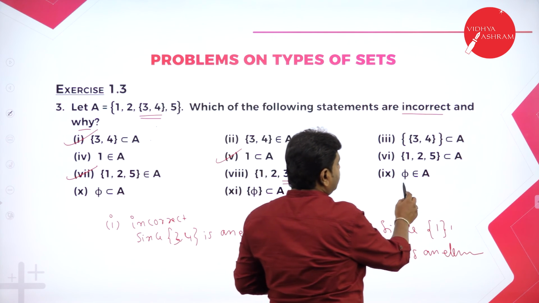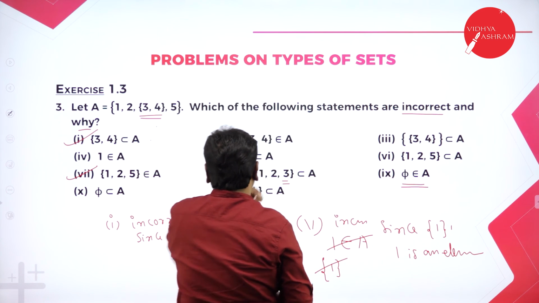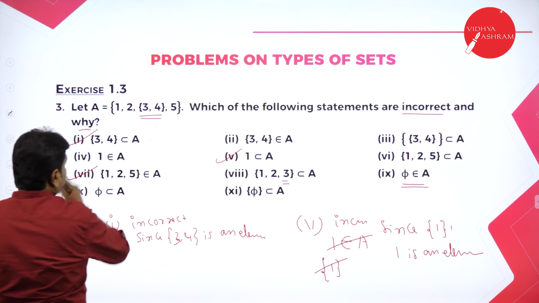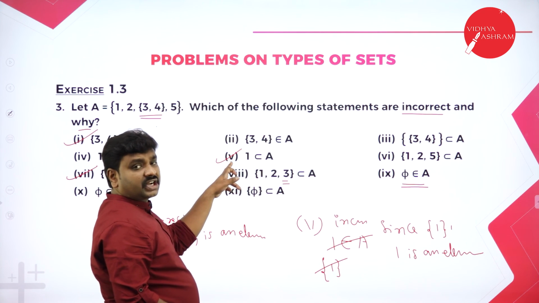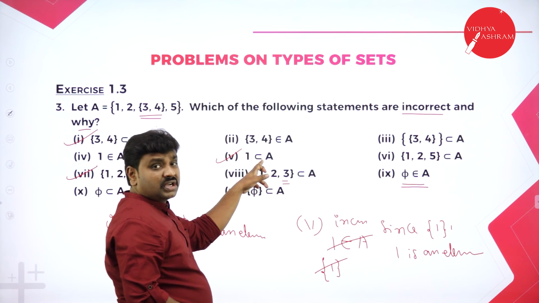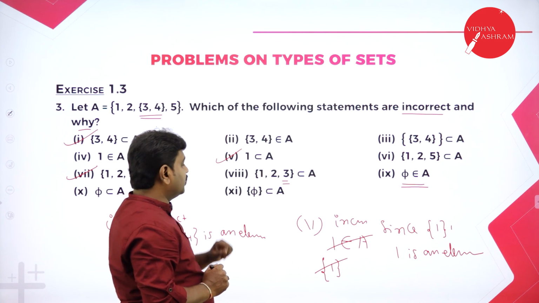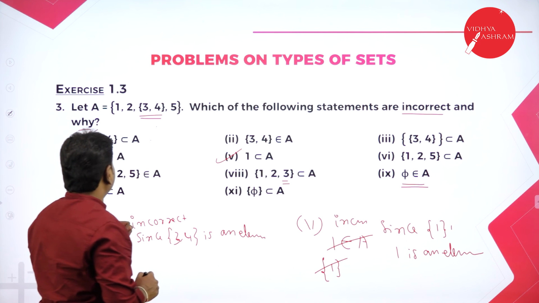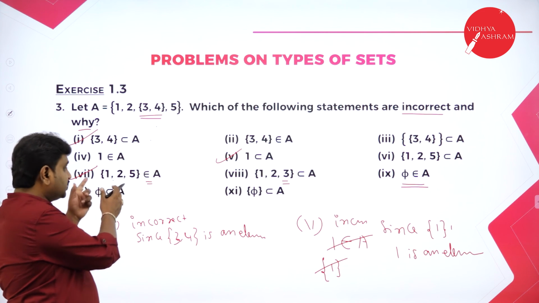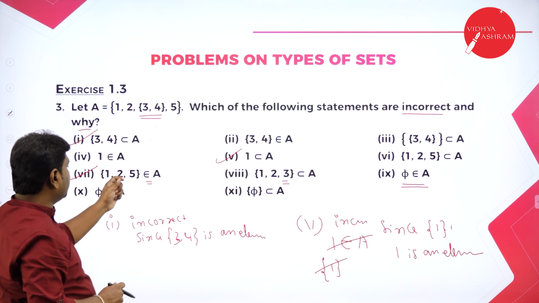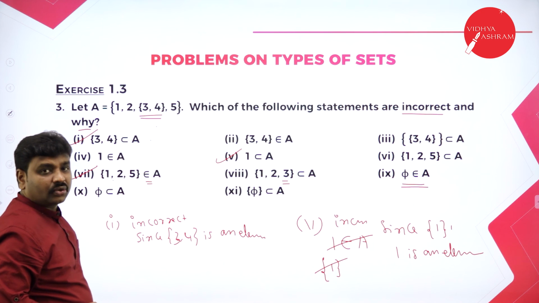And psi belongs to A. Yes, psi is a null set, it is true. So we have to pick only which are not positive, which are incorrect. So first one is incorrect because here we should get belongs to. Fifth one is incorrect because here we should get belongs to, but they wrote subset. Subset means it should be in flower brackets. A single element, it is incorrect. And this is incorrect. Why? Because they wrote belongs to, but this is a subset. If you are writing belongs to, then it should become an element. This is not an element. Like that you have to conclude.